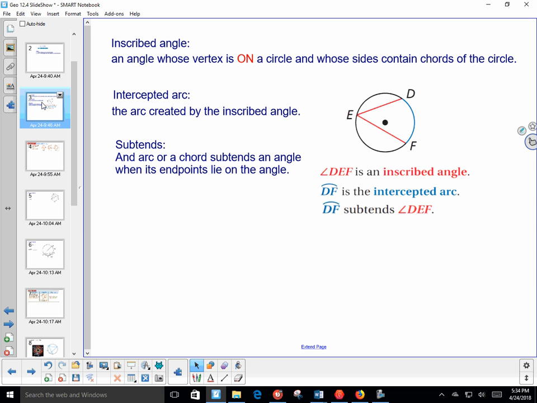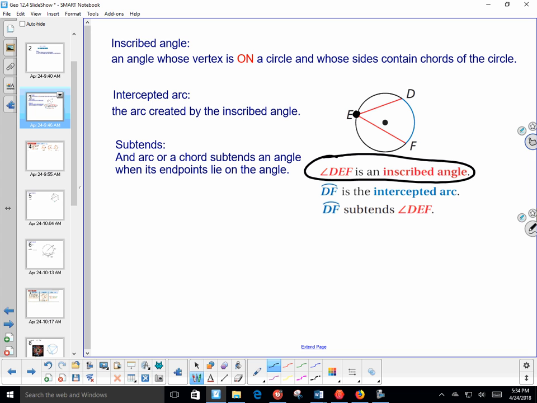An angle whose vertex is on a circle and whose sides contain chords of the circle would be called an inscribed angle. If someone is going to pause this video, then you can take notes. Make sure you're pausing if I'm going too fast. So an inscribed angle is an angle whose vertex is on a circle and whose sides contain chords of the circle. For example, angle DEF is an inscribed angle, because the vertex is on the circle itself, and the two sides of the angle are chords of the circle.